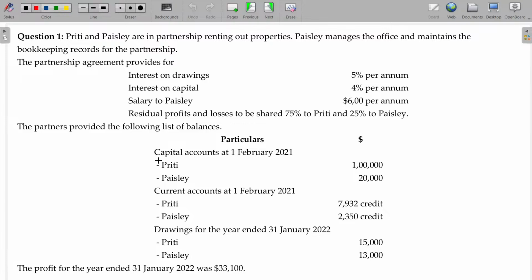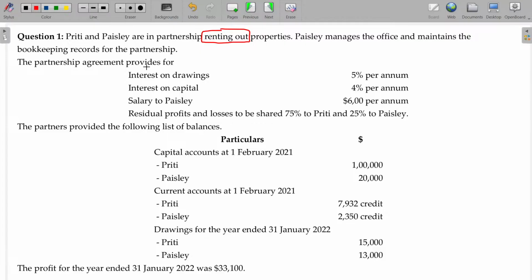Let's now start with one illustration. Question number 1 here. Preeti and Paisley are in partnership renting out properties. Their intention is to rent out their own properties to generate the rental income. Paisley manages the office and maintains the bookkeeping records for the partnership.